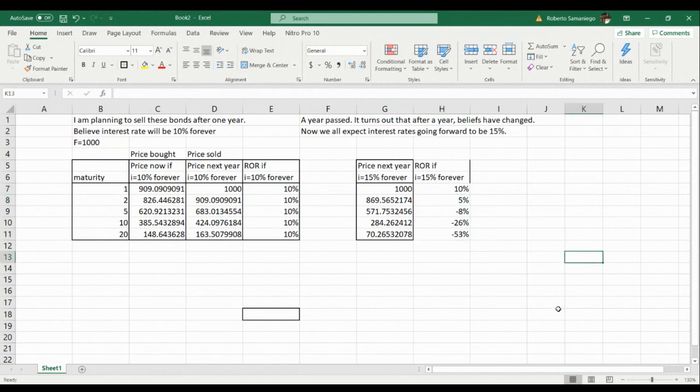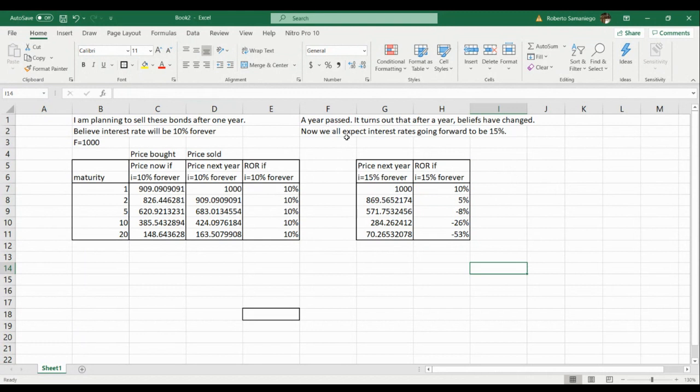And again, you can see the longer the maturity, the worse the rate of return in this case. So these longer term bonds have rates of return, if you're not planning to hold them to maturity, that are much more sensitive to changes in interest rates in the environment.